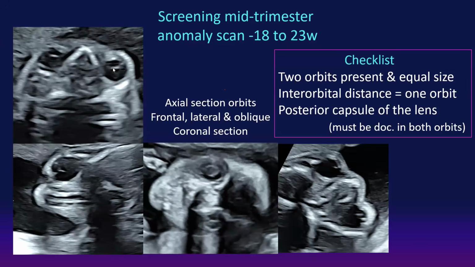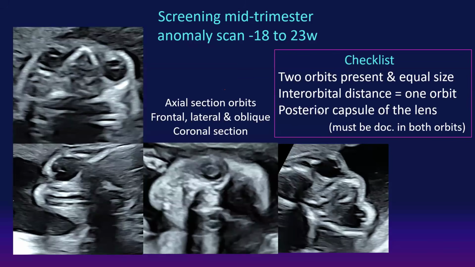So just by eyeballing, pun intended, you're eyeballing the eyeballs. Just by subjective assessment, you should be able to fit a third orbit, a third globe, in between these two orbits, and that is fine. That's enough. You don't need to really measure each globe or the interorbital distance for a routine scan.